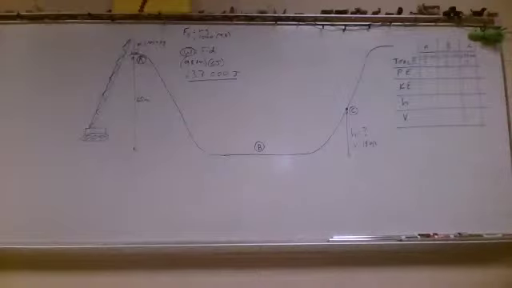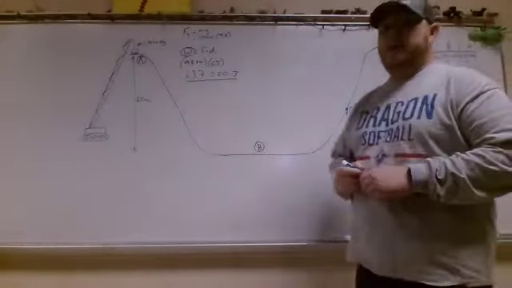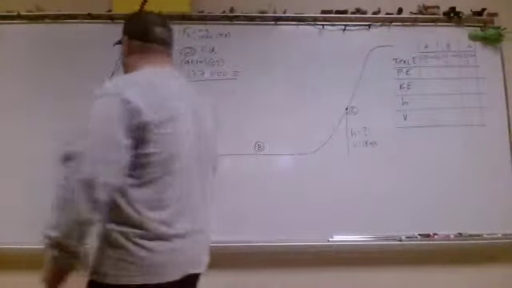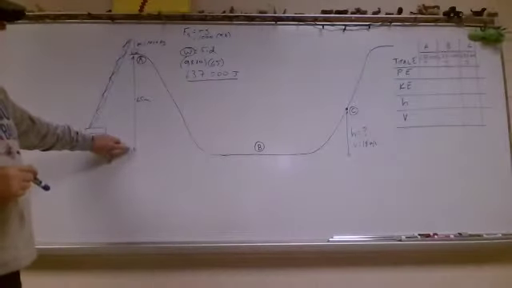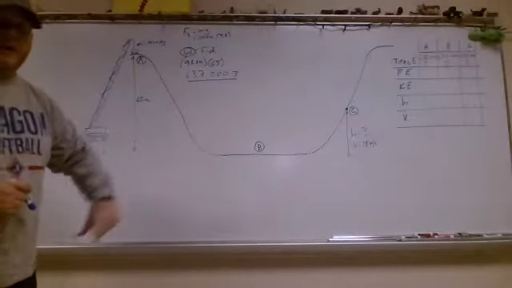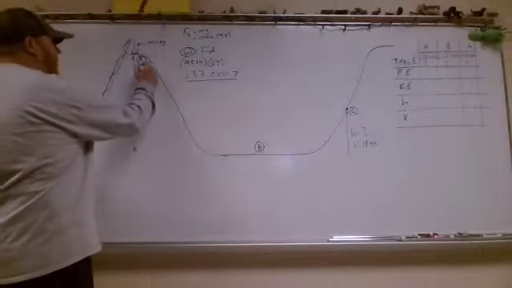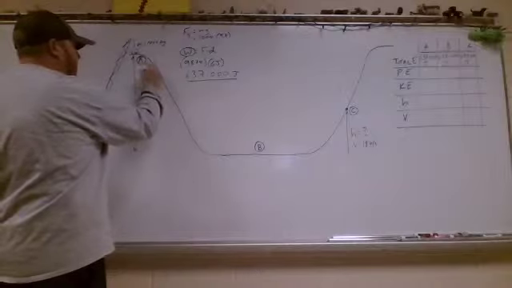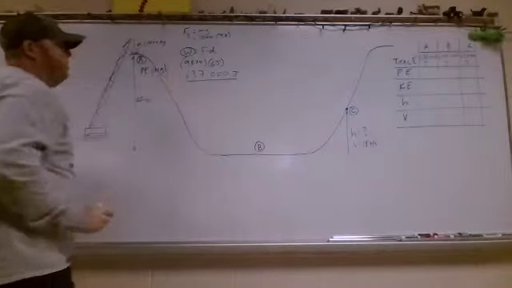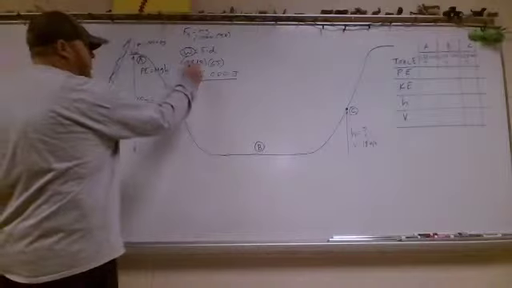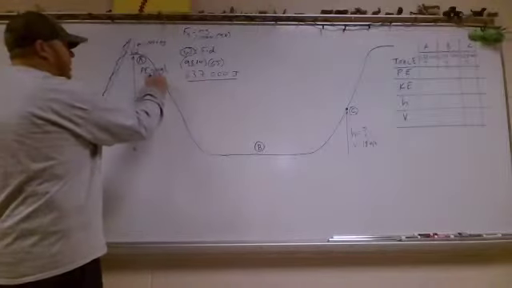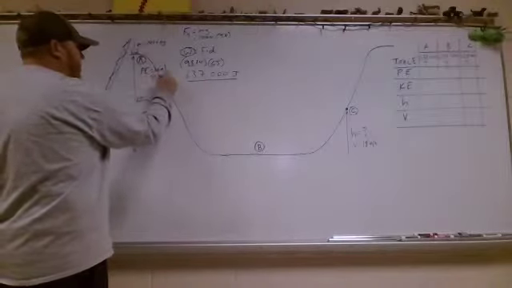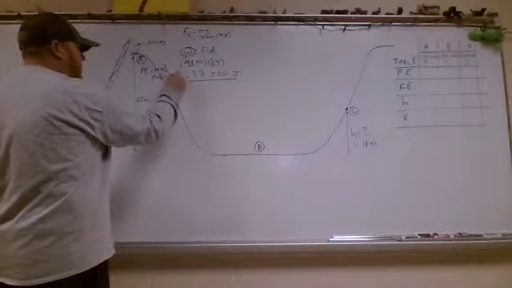So 637 for all points and any points in between. All right, now I want to calculate my potential energy. So my potential energy is mgh everywhere. So if I wanted to calculate potential energy at A, it's PE equals mgh. Well, if you paid attention, you might notice something. M is 1,000, G is 9.8, and H is 65.